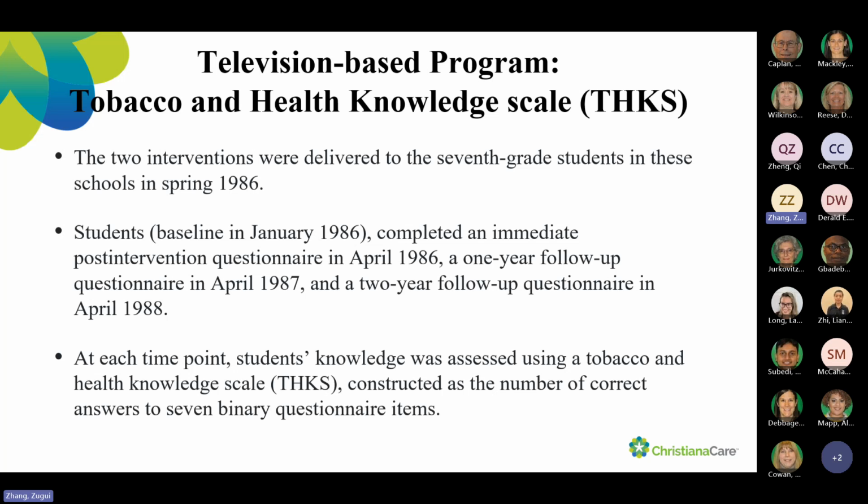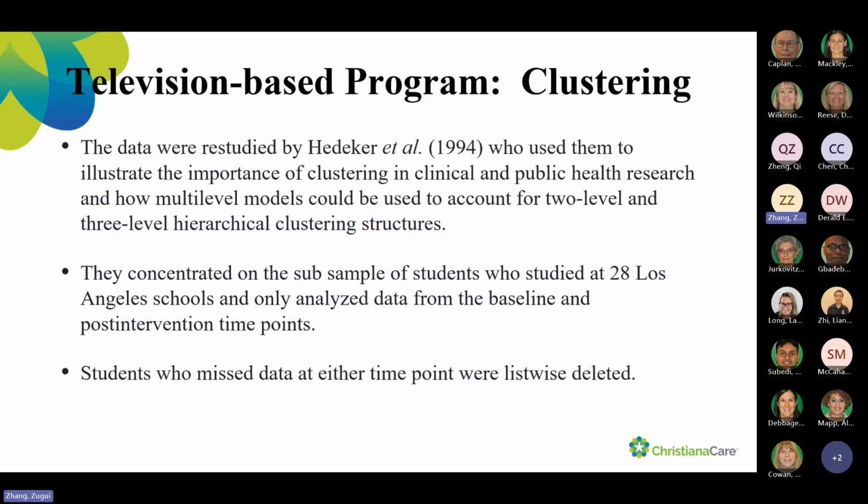These two interventions were delivered to the 7th grade students in the schools in spring 1986. Students completed the immediate post-intervention questionnaire, a 1-year follow-up questionnaire, and then a 2-year follow-up questionnaire. At each time point, students' knowledge was assessed using the tobacco and health knowledge scale, constructed as the number of correct answers to 7 binary question items.